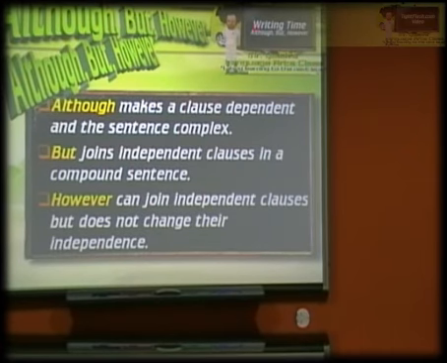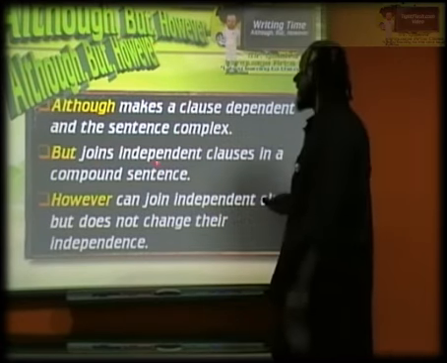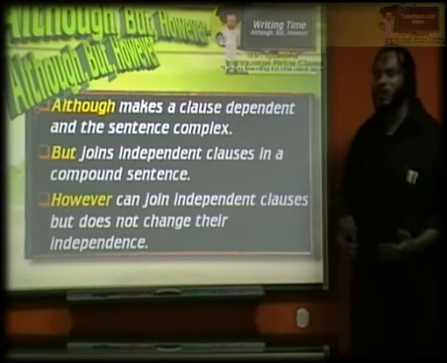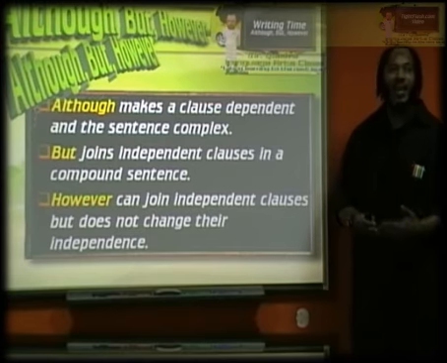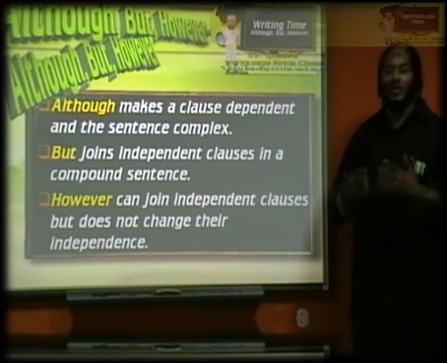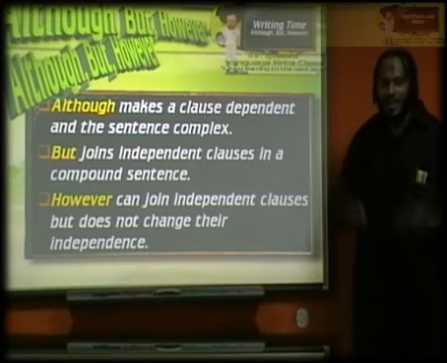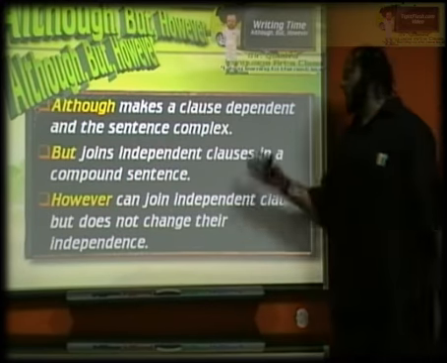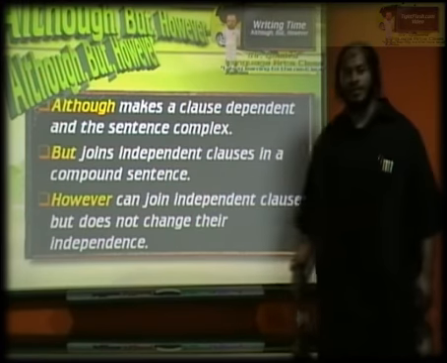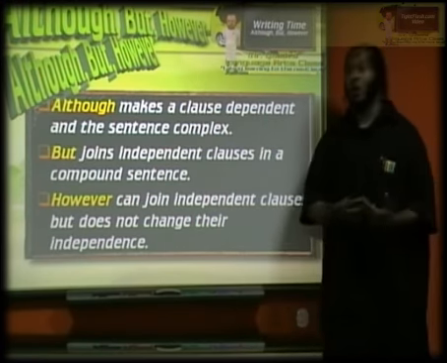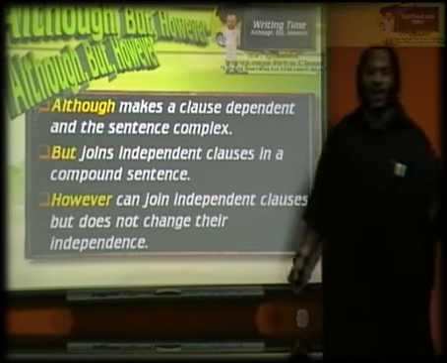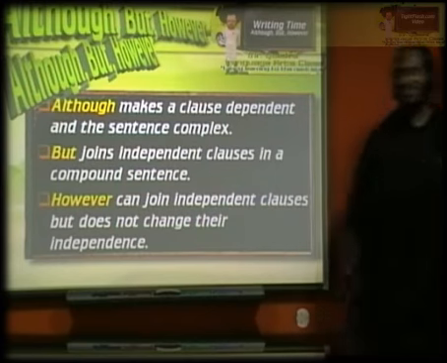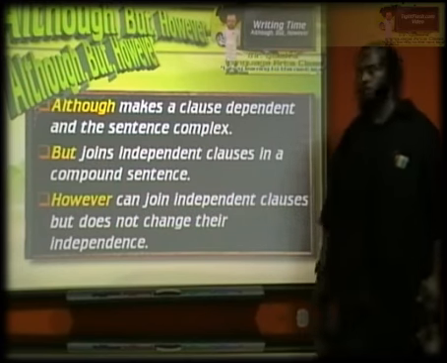Although makes a clause dependent and the sentence complex, because although is a subordinating conjunction. It is not and cannot be used to connect 2 independent clauses, but joins independent clauses in a compound sentence because it is a part of the coordinating conjunction family, the fanboys. Sounds like a group, the fanboys. And we already know about the fanboys.